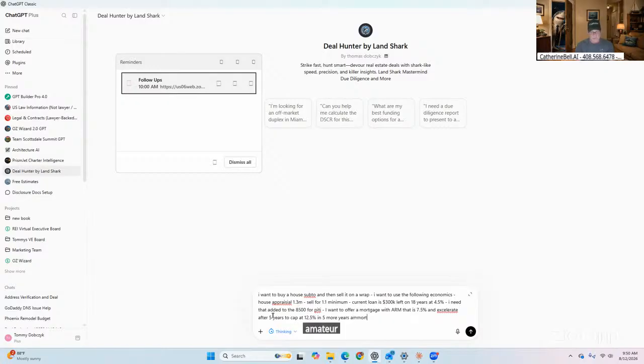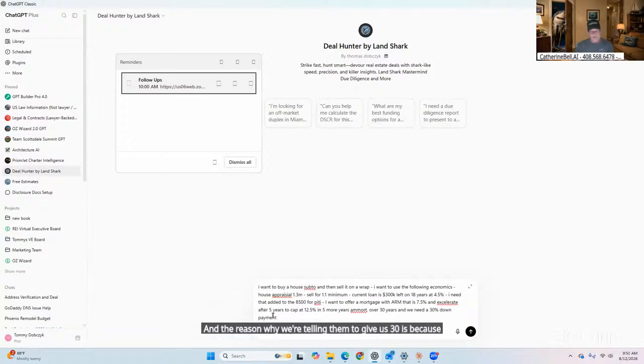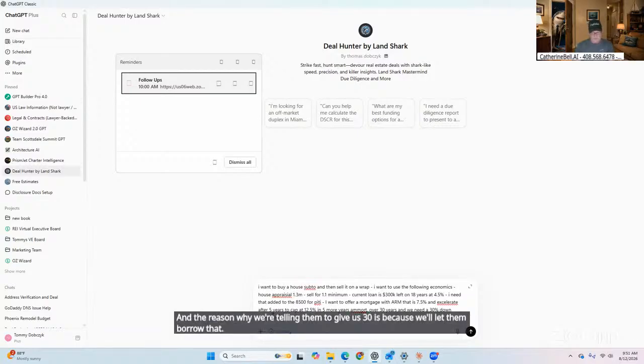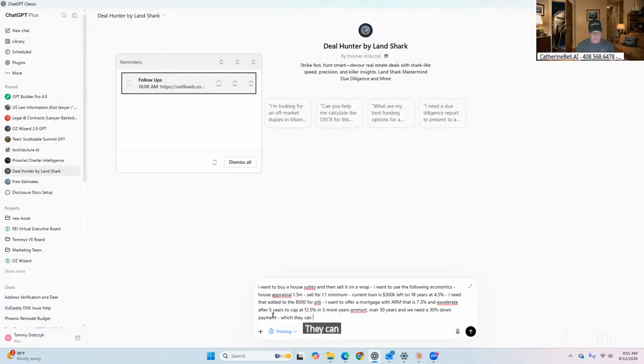Amortized over 30 years. And we need a 30% down payment. And the reason why we're telling them to give us 30 is because we'll let them borrow that, which they can borrow to pay that.